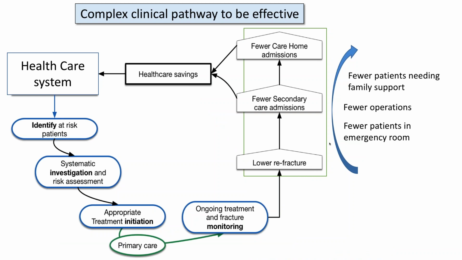On the left, we have the healthcare system. It's got to identify patients at risk, systematic investigation and risk assessment, and then tailored appropriate treatment initiation, which often involves working with primary care. And then critically important, ongoing treatment and fracture monitoring. And that's really been the sea change that we've seen over the last few years. Originally, when set up by Alistair McClellan and Stephen Gallagher in Glasgow in the late 1990s, the focus was on the first three of identification, investigation, initiation.